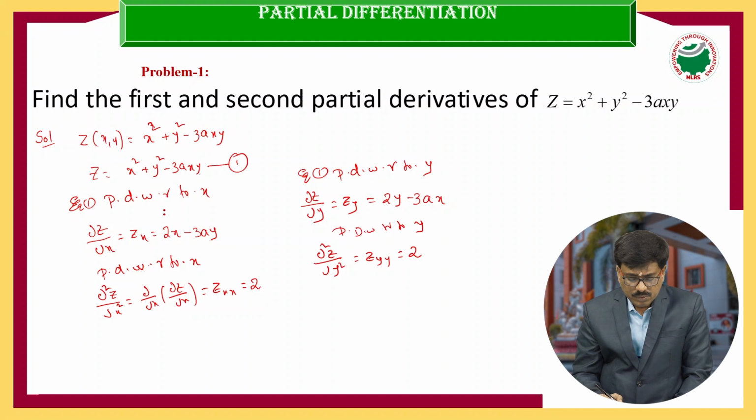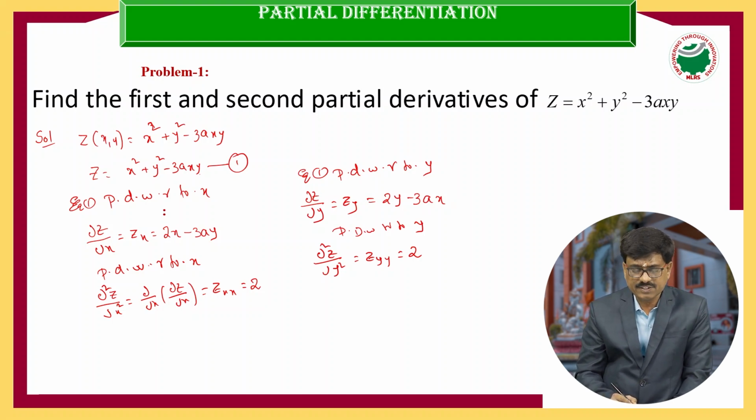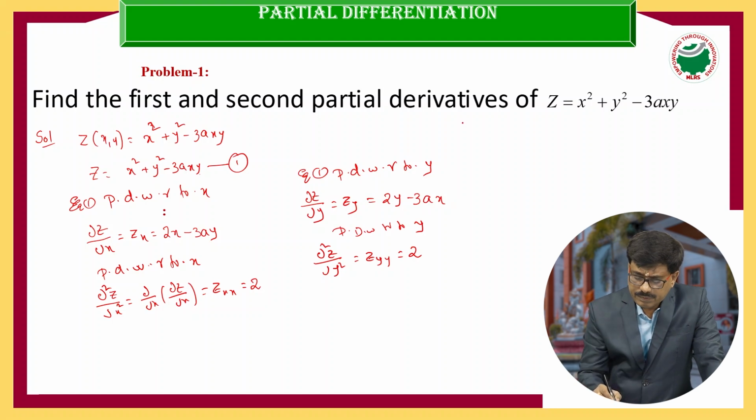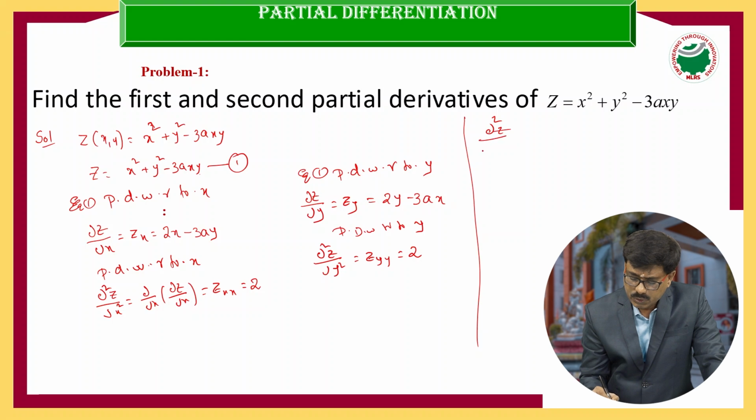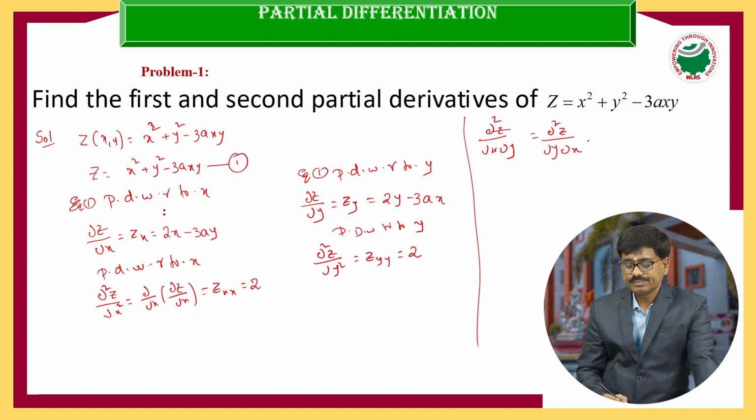Okay. Now, what we observe from this result: we calculated the first order and also second order partial derivatives with respect to x and y. I must know what happens in the case of dou square z by dou x dou y and also dou square z by dou y dou x.